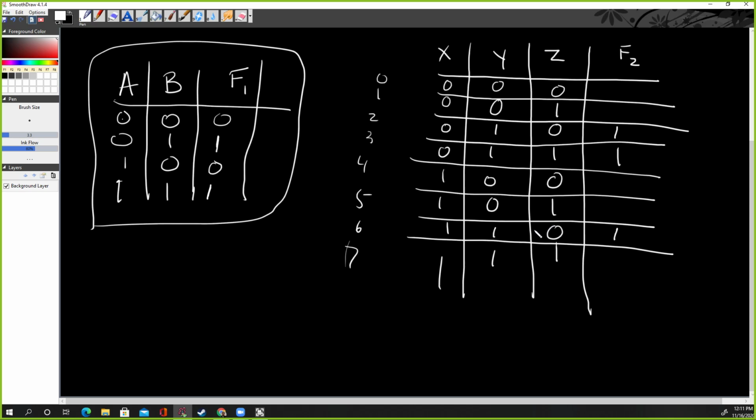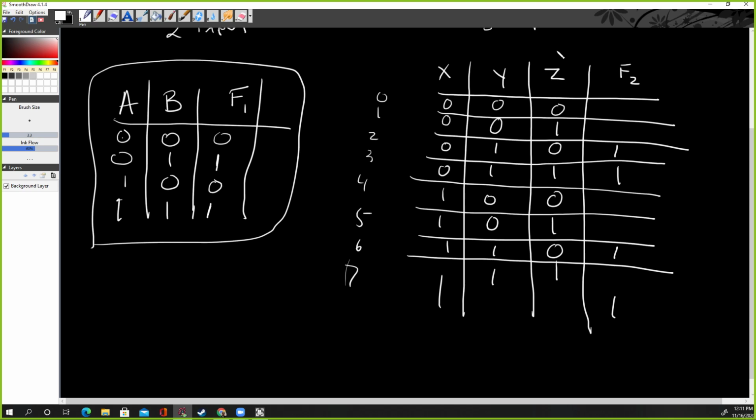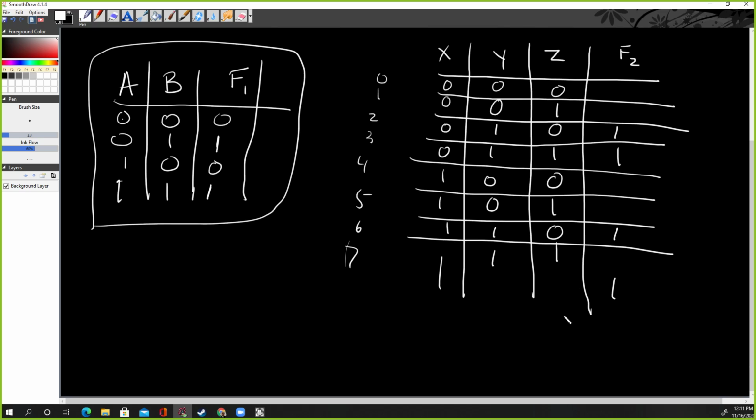Here. But here as well. Now here's the thing. These are both on, right? Y and Z. See, here's Y, here's Z. Y and Z are both on, so that is true. Here, Y and Z are both on, so it's also true.